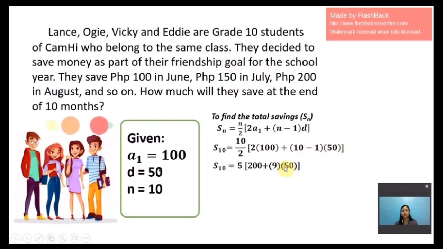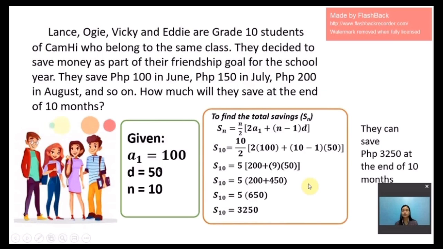Then simplified further, you have 10 divided by 2 is 5 times the quantity of 2 times 100 is 200 plus 10 minus 1 is 9 times 50. We have 5 times the quantity of 200 plus 9 times 50 is 450. Simplifying further, we have 5 times 650. The answer is 3,250. So therefore, they can save 3,250 pesos at the end of 10 months. So that's one of the applications of arithmetic series.